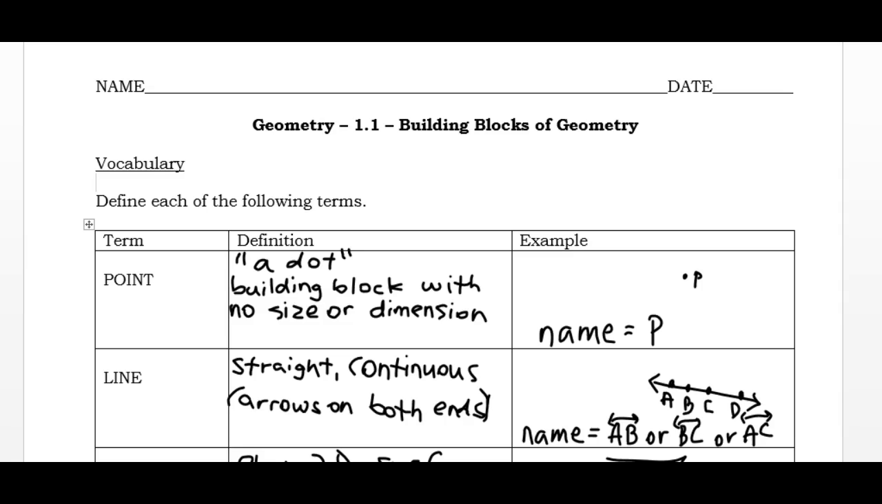So a point is kind of like a dot. It's a building block of geometry with no size or dimension. So you can see right here, this is a picture of a point, and I've given it a label. I've labeled it with the letter P, so the name of this point is point P. I could name a point A, B, C, kind of any letter that I want to.